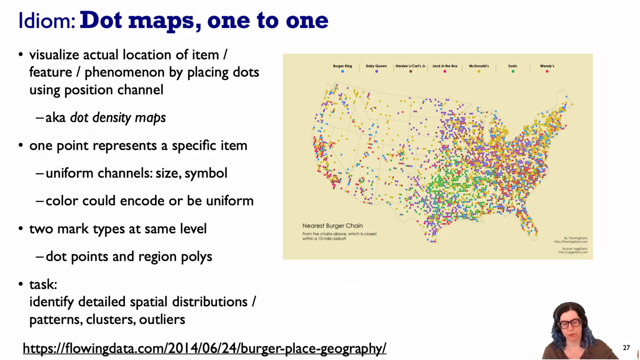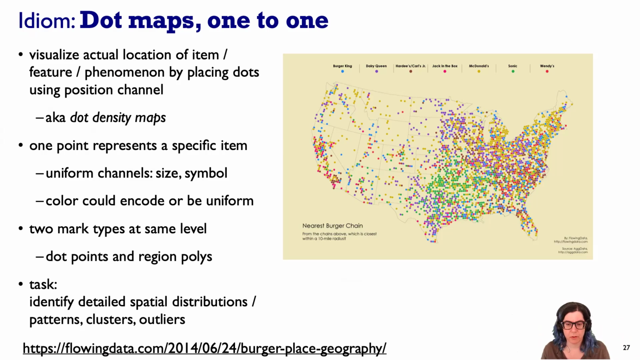So we have the dot points and we have the region polys, and these are at the same level. There's not a dependency. There is a correlation, there's a relationship between them. And it's interesting to see which, in this case, state boundaries the exact dot location falls within. But there's not a dependency. You could calculate one without knowing the other.